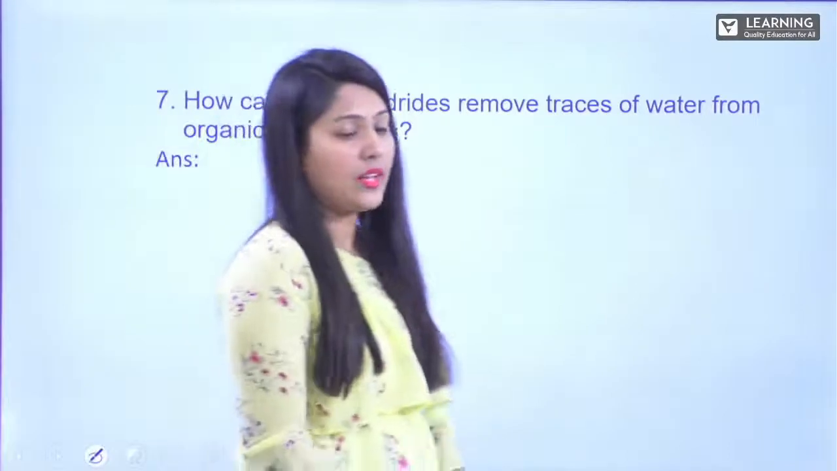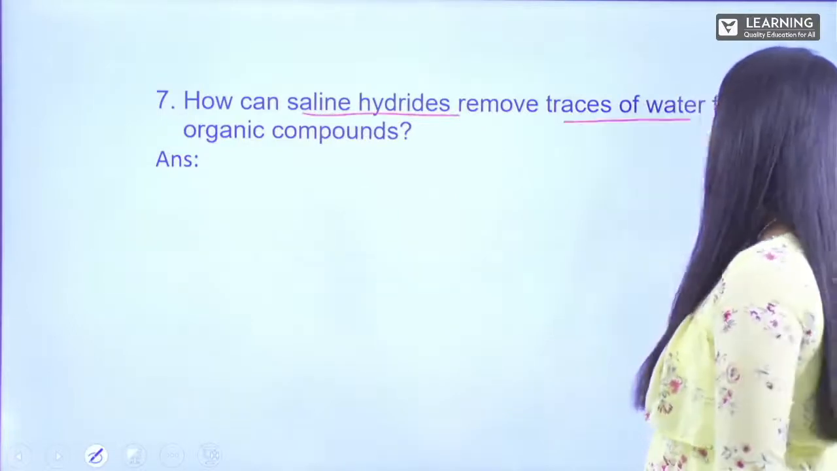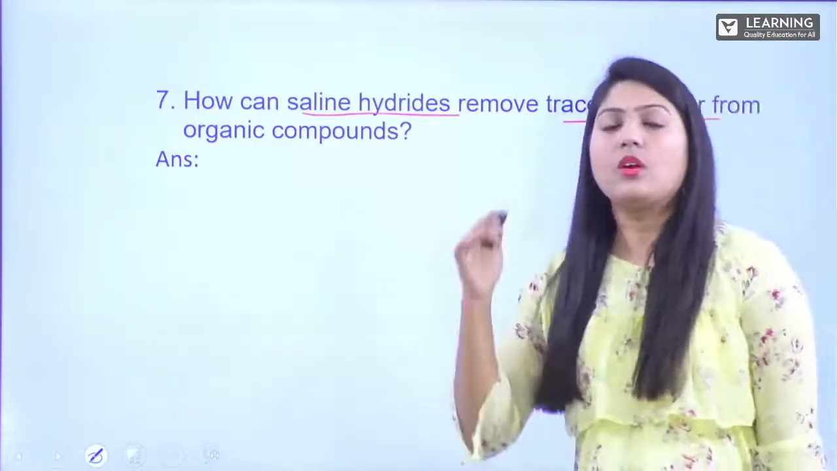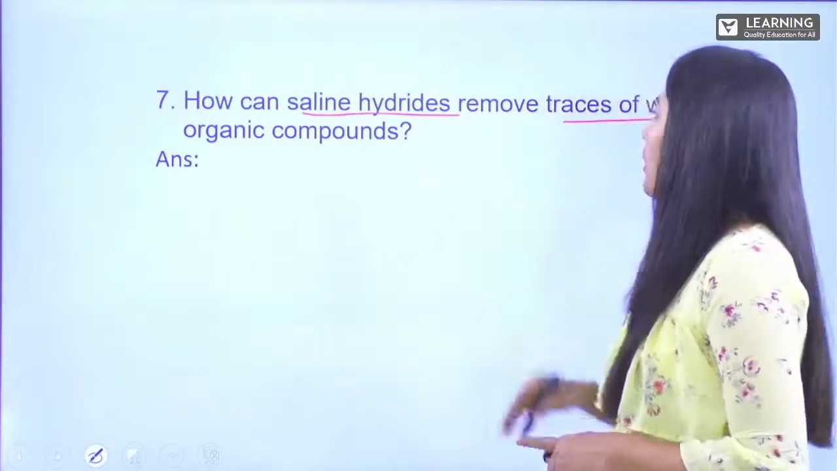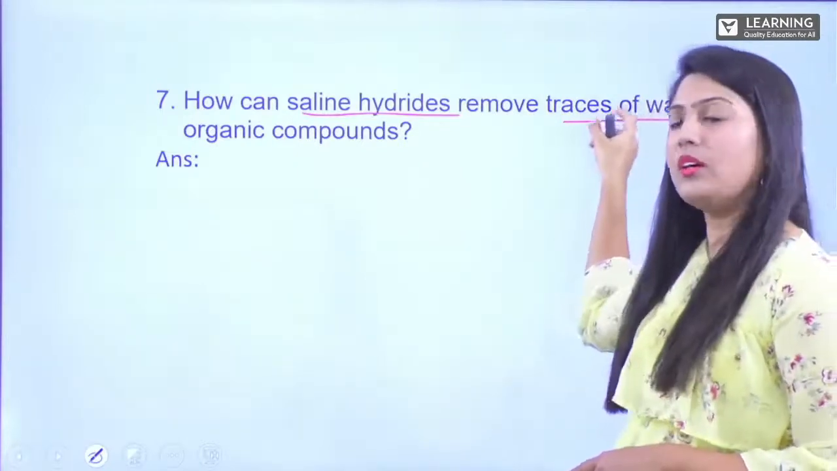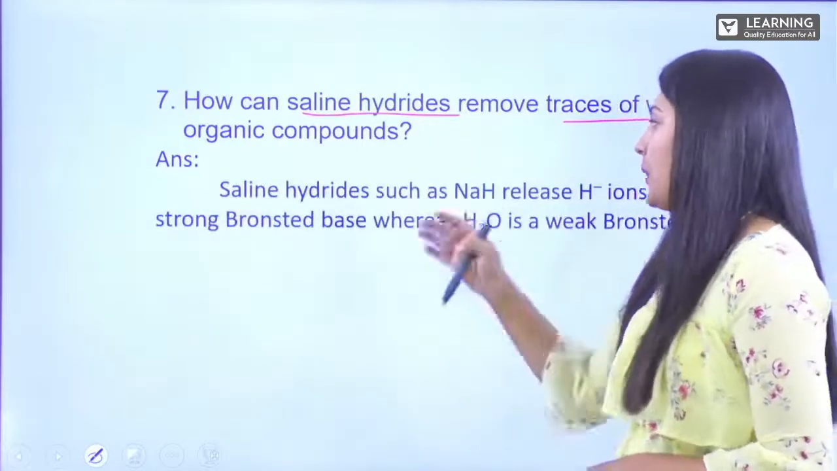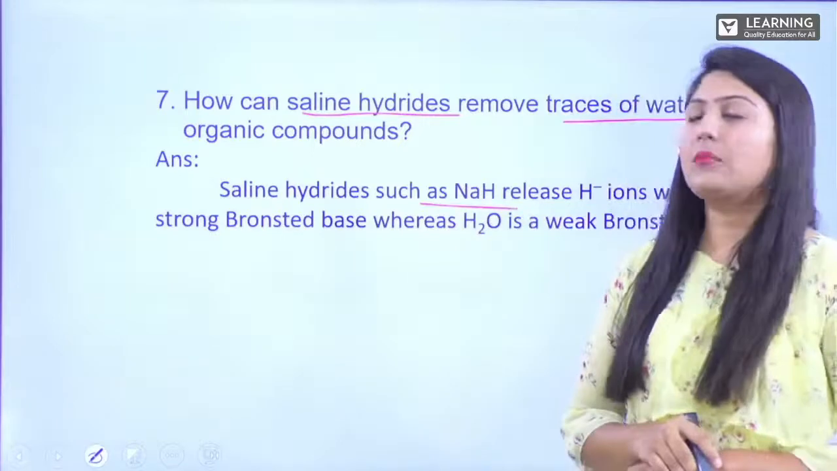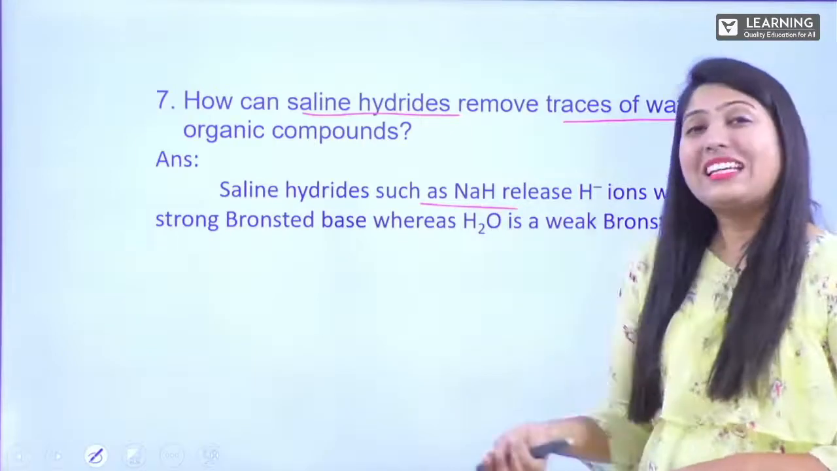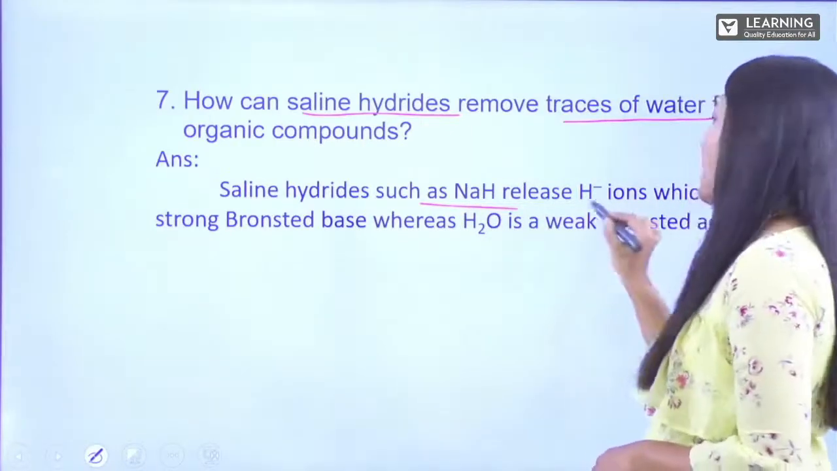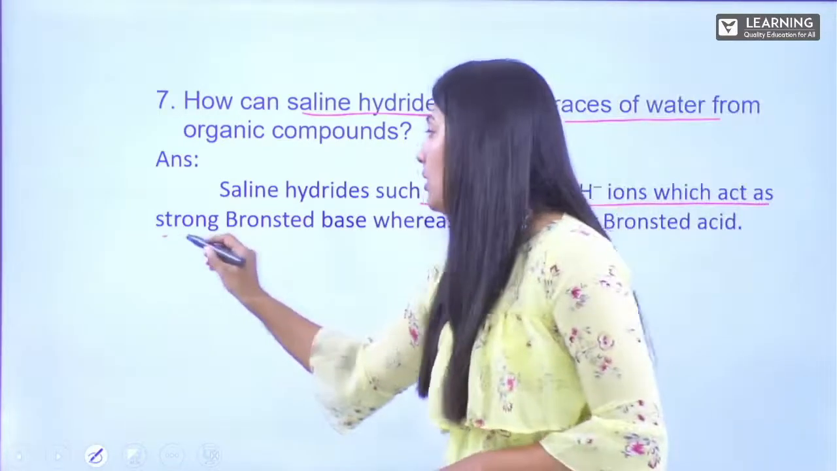Next question: how can saline hydrides remove traces of water from organic compounds? We know organic compounds are the compounds which are made up of carbon, right? So how do they remove the traces of water from organic compounds is the question. Saline hydrides. So just check it out. As we know, saline hydrides are nothing but metallic hydrides. So here sodium hydride releases H minus ions and Na plus ions.